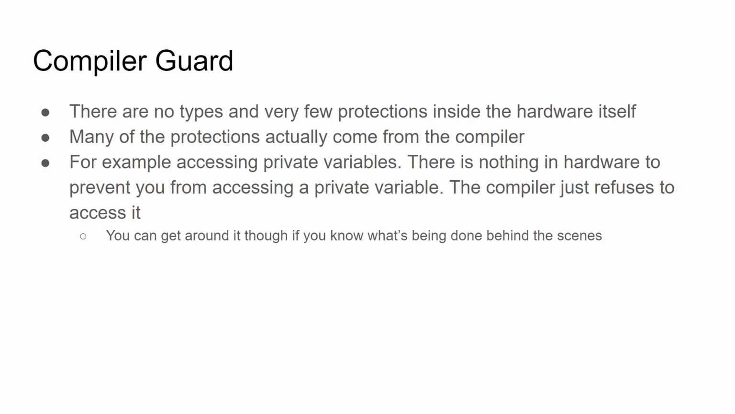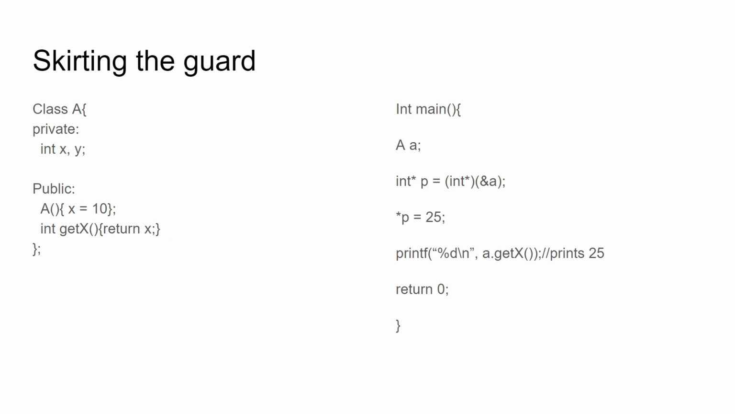For example, preventing access to private variables. There is nothing in the hardware that prevents you from accessing a private member variable. The compiler will just refuse to access it outside the class. But if you know where things appear in memory, and you get the address of that variable and then dereference it, you can totally access that private member. I would never recommend doing it, because you actually have to know how all the objects are laid out in memory, which probably means you have access to the source code. So you might as well modify the source code to make it public at that point. But I'll show you an example of that next week, so you can get around the guard.